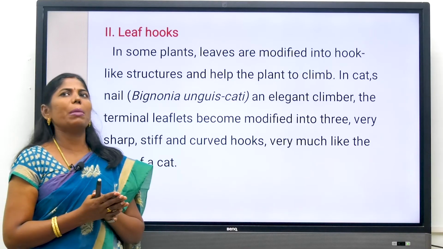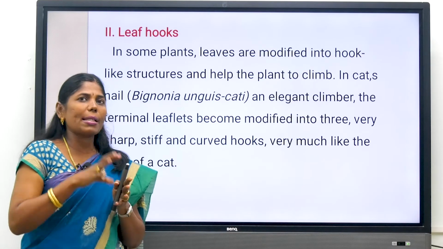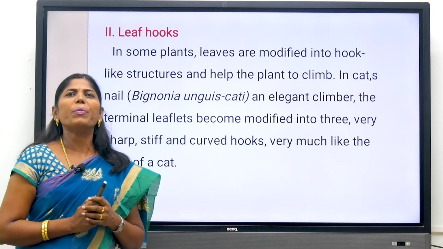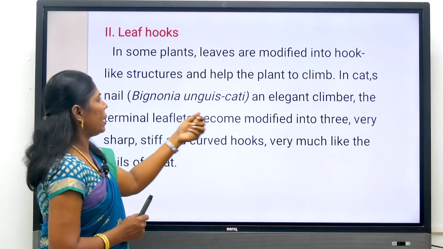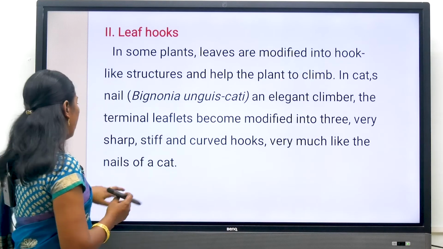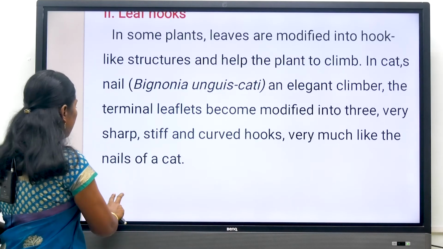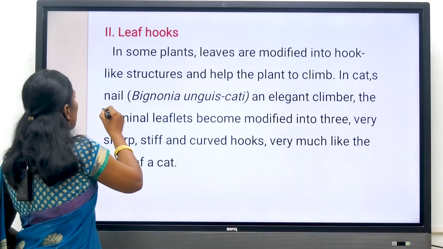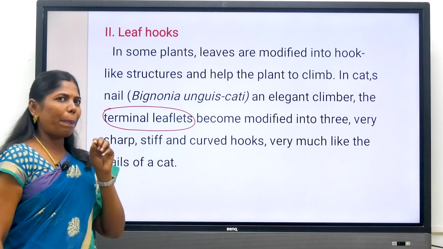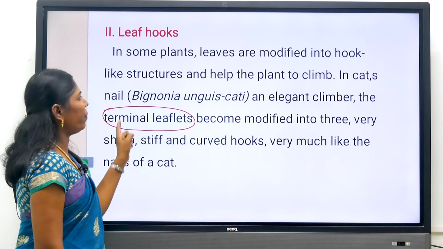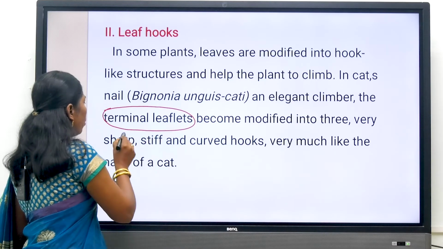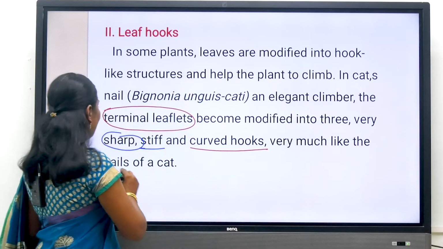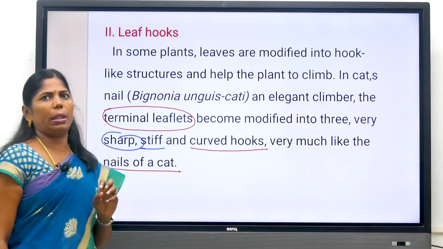So here the best example is the cat's nail. Like a cat's nail is, similarly Bignonia unguis-cati, the elegant climber. The terminal leaflets are modified. Here, which parts are modified? The terminal leaflets. Leaflets means a number of divisions; the apex is divided into a number of leaflets. The terminal leaflets are modified into hook-like structures. The hooks are sharp, stiff and curved, very much like the nails of a cat. So it is just like a cat's nails: this is Bignonia.